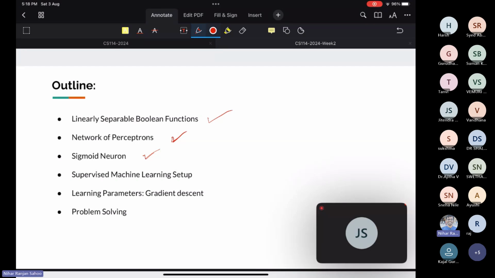Then we go to the supervised learning setup. We have discussed it before, but we will discuss it in a deeper way. Then we'll go to gradient descent and do problem solving.